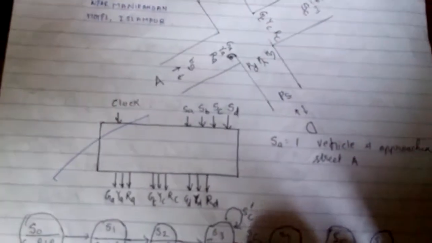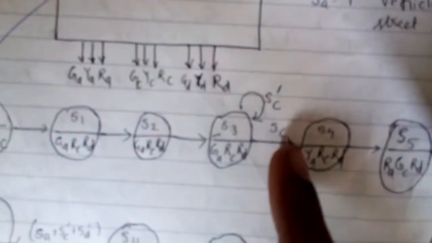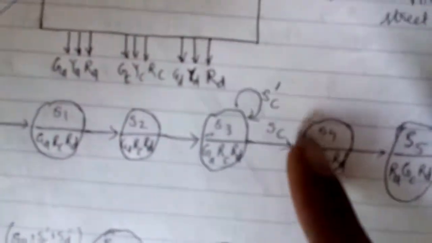What is SC? We have considered SA, SC and SD as switches. So now it will monitor the status of SC. So we will turn on that SC. Okay. Now what will be the next clock pulse?